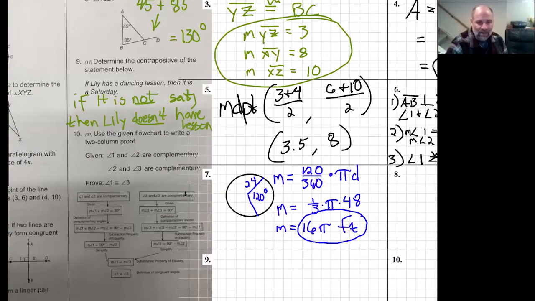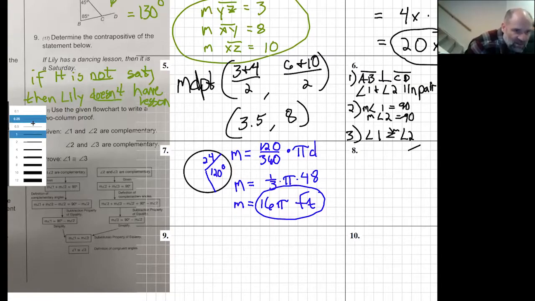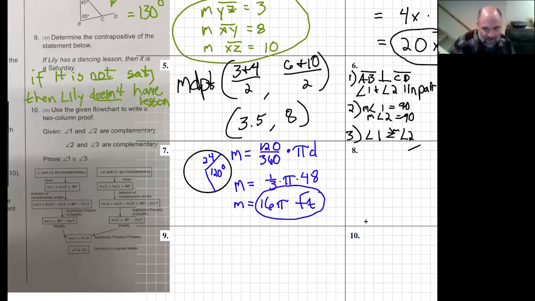And then I'm going to rewrite it here. I think I can fit it in there, but we'll see. I'm going to go a little bit smaller stroke. So given, the first things are still the same: angle 1 and angle 2 are complementary. Also, angle 2 and angle 3 are complementary. Why do you know that? Because that's what's given. So statement 1, reason 1. Reason 1 is given.